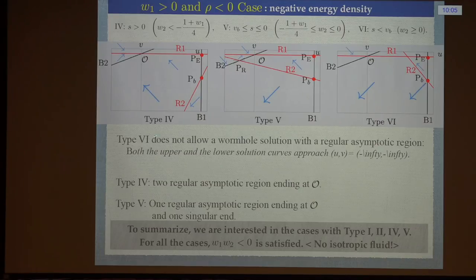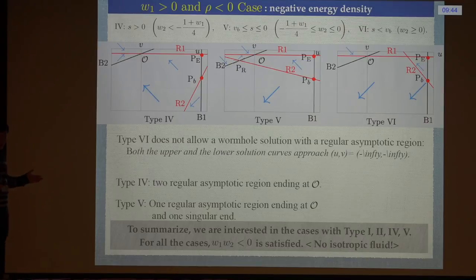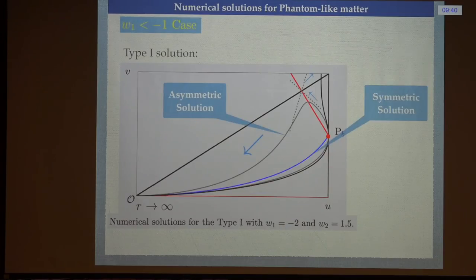So, for the systems of type 1, 2, and 4, 5 having asymptotic regions, for all cases we have that W1 and W2 are negative. Therefore, isotropic fluid cannot form asymptotically free regular wormholes. Okay.